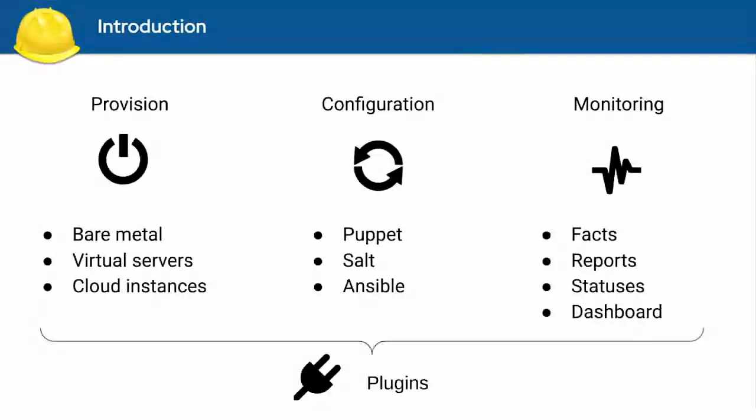Some of the Foreman features: we have provisioning, configuration, and monitoring. For provisioning, we have bare metal, we support virtual servers, which we'll cover next, and cloud instances. For configuration, we have plugins for Puppet, Salt, and Ansible. You can automate everything from Foreman. And for monitoring, we have the facts, reports, statuses, dashboards, etc.